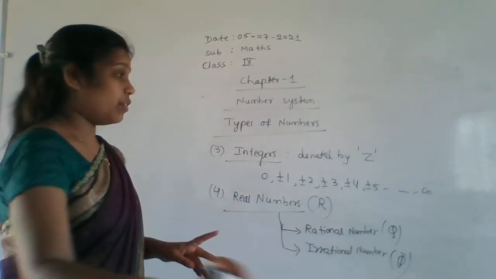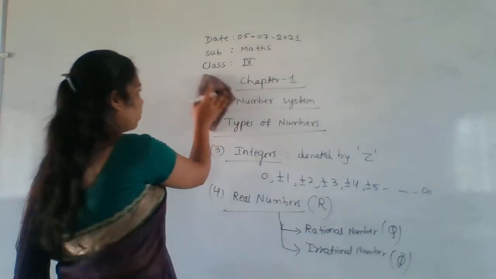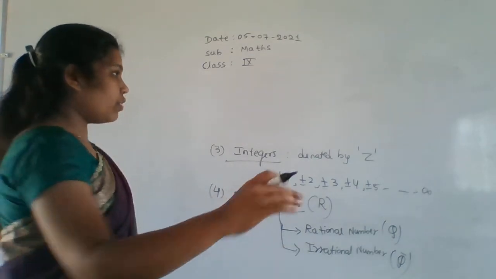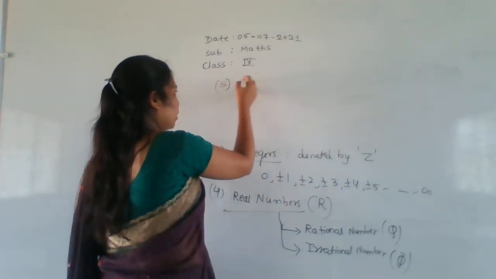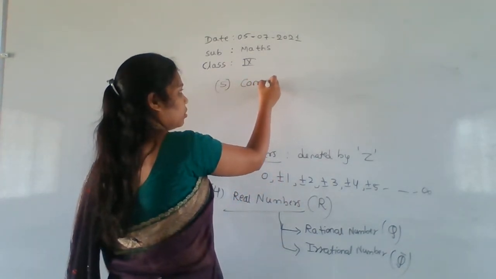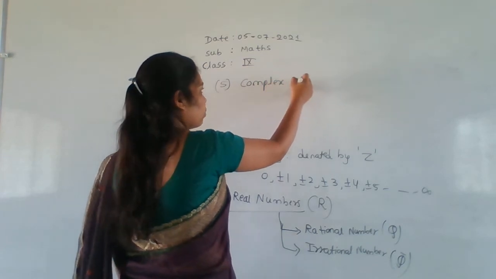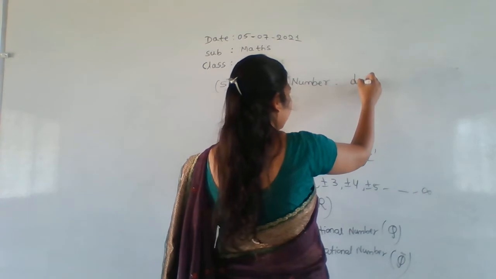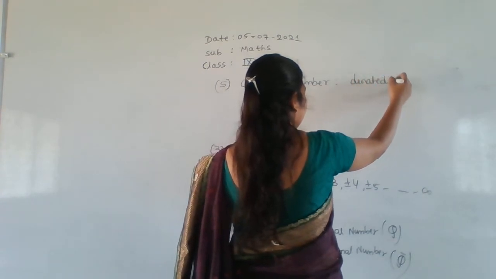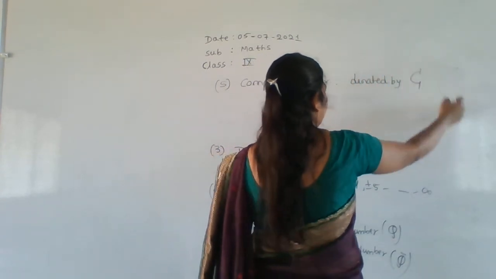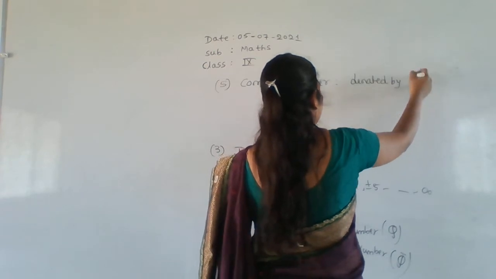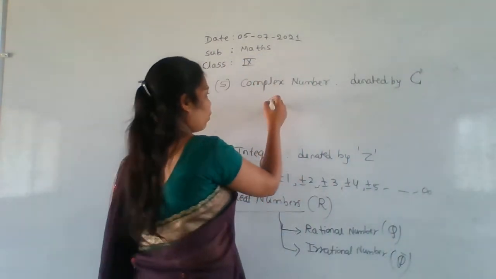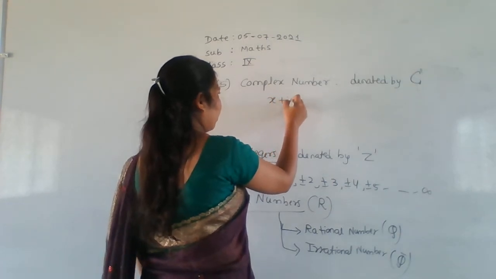Next, the fifth one is there. The fifth one is the last type of number. Okay, what is the fifth one here? That is the complex numbers. It is denoted by the capital C.